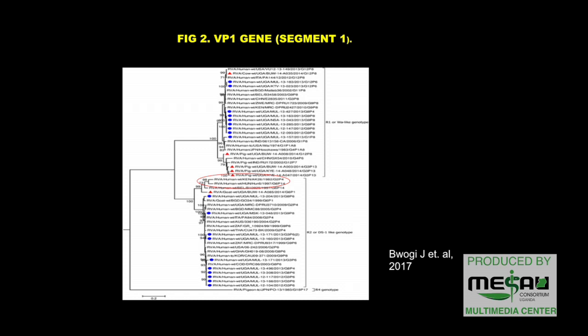When we looked at this gene of this goat sample, it is a bit similar to humans. So for this one, we say maybe there's a possibility of zoonotic transmission.